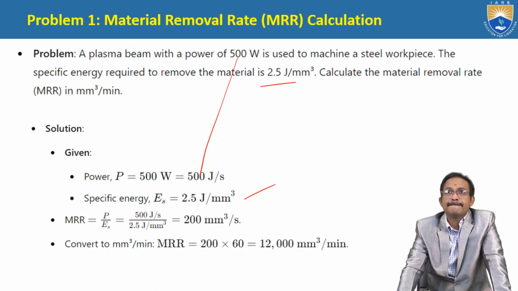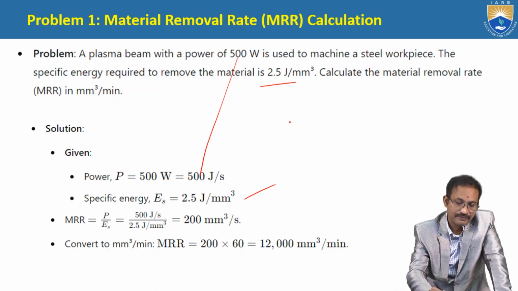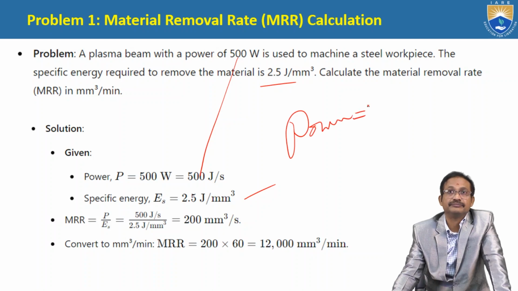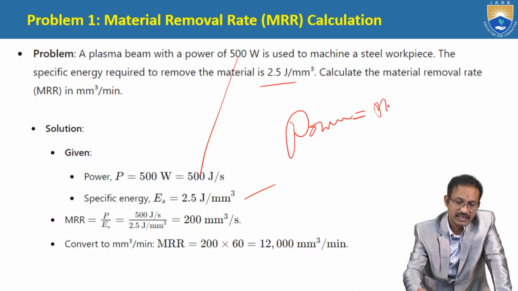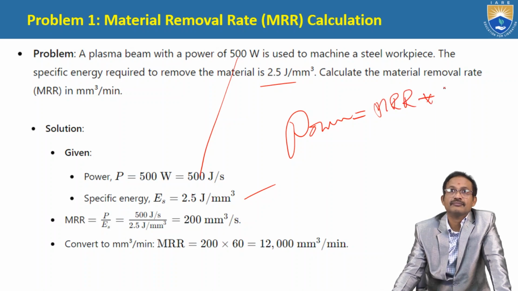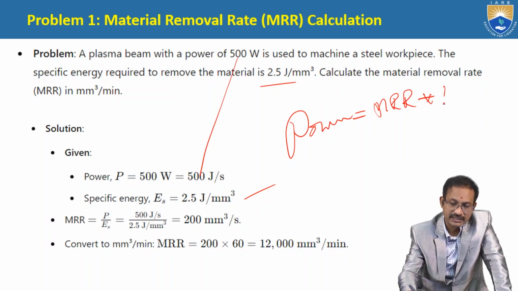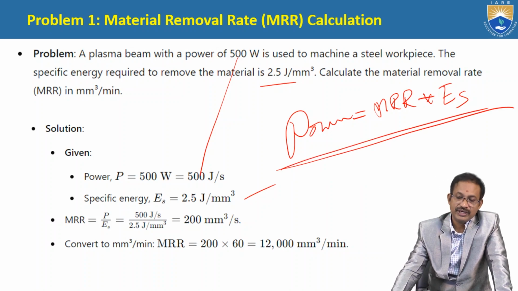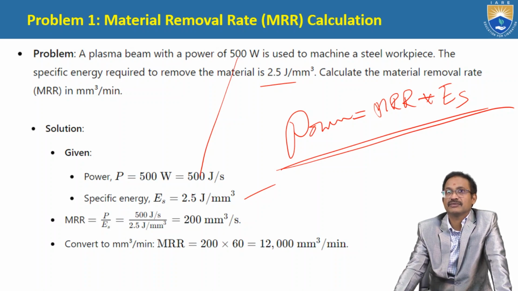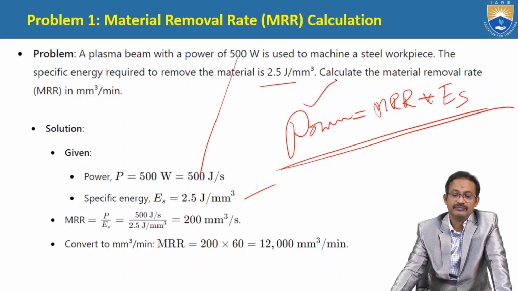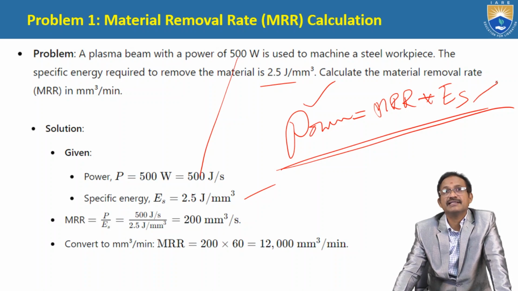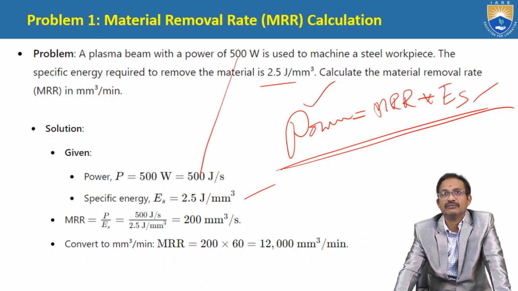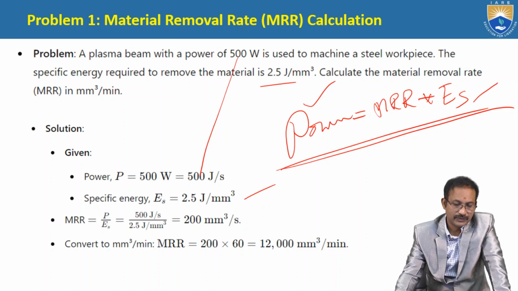Now calculate the material removal rate. Basically we have a formula to find the power: power equals material removal rate into specific energy. This is the basic formula. But here we need to find the material removal rate. Power is a known value, and the specific energy is also a known value. Now we have to find this one.